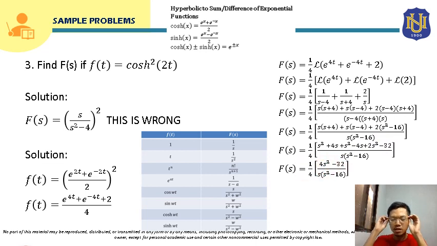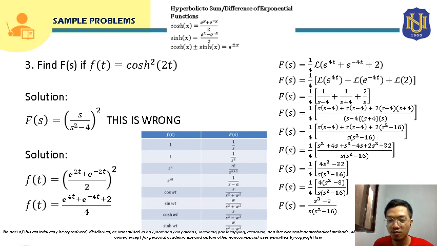Okay, so from here we can simplify this further. We can factor out 4 from 4s squared minus 32, so that we can cancel 1/4 here. Factoring out 4, this will become 4 times s squared minus 8, and then 4 will be cancelled. So the answer for this will become s squared minus 8 over s times s squared minus 16. So this will now be the answer for this. Okay, let's proceed to another sample problem.